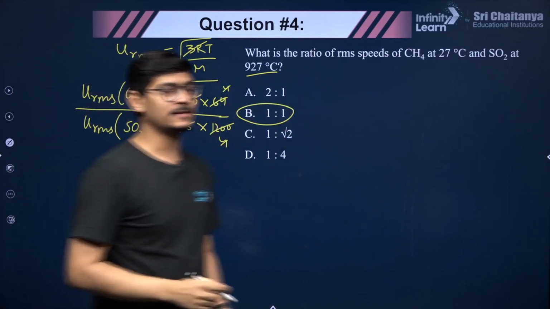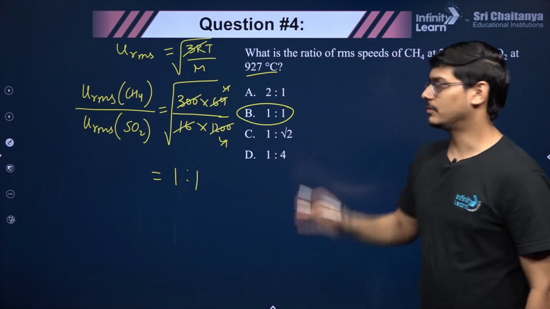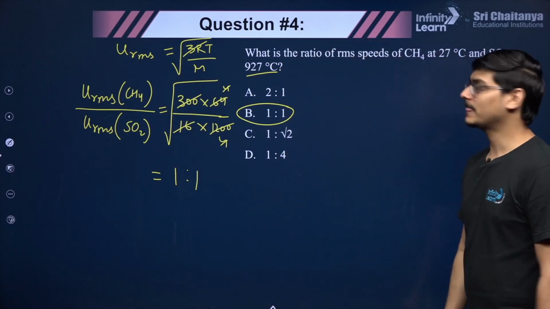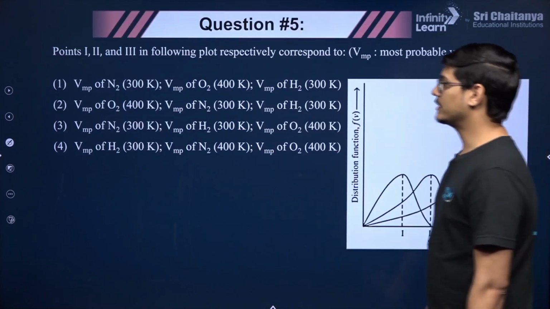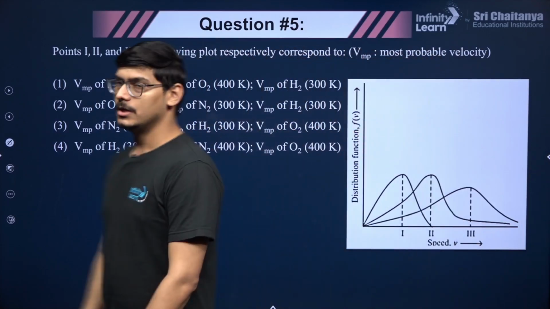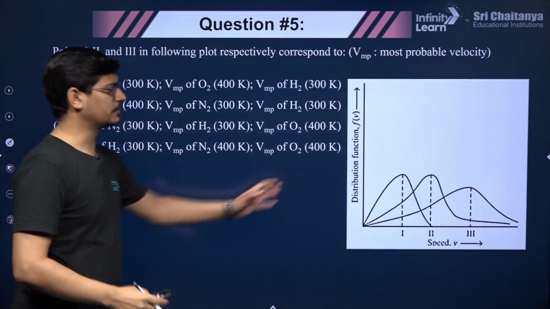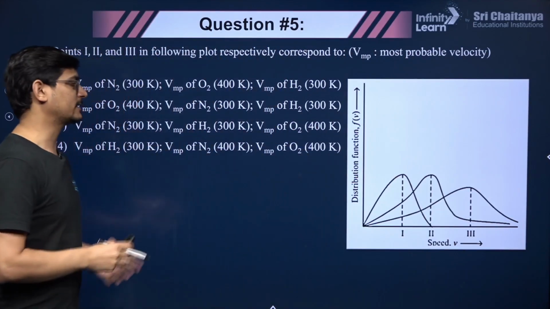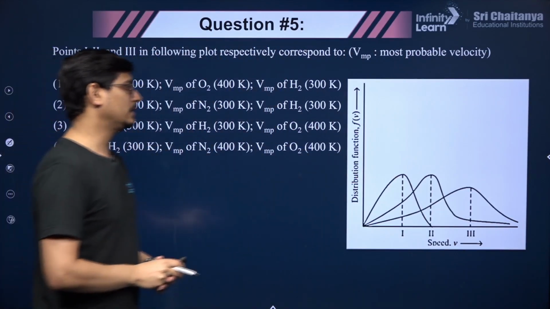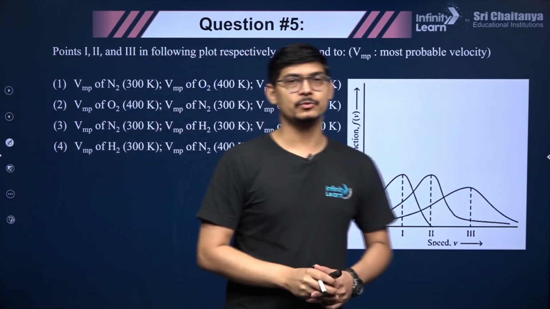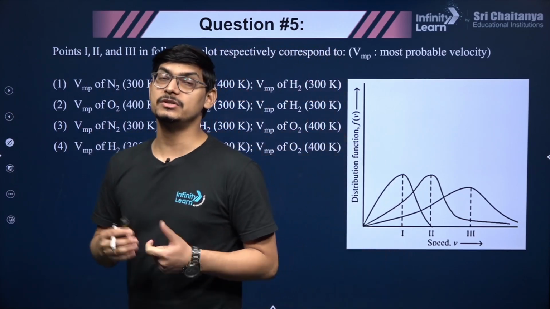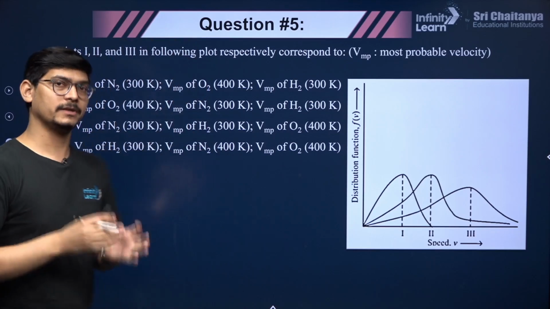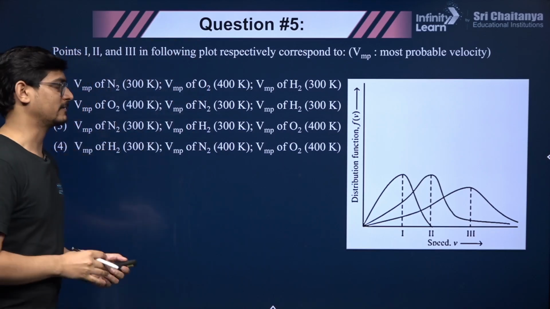So questions like these are very, very common in JEE, right, based on the molecular speeds. Moving to the next question. This question is not only based on the molecular speeds but also on the Maxwell-Boltzmann distribution. Okay, so what is this Maxwell-Boltzmann distribution? Actually, it tells you the distribution of the speed or the energy of the particles at a given temperature for a given sample of gas, right?